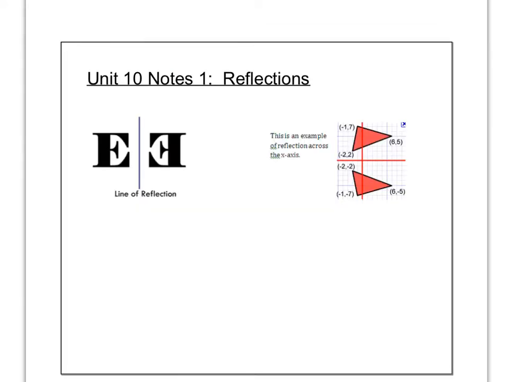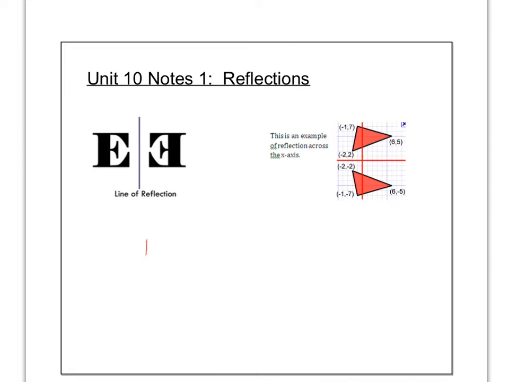Great, let's get started on Unit 10. So this is going to be Unit 10 Notes 1. In this unit, we are going to study various transformations. And the first one is called a reflection. A reflection is when you take an object and you flip it over a line. Oftentimes that line is called a line of symmetry or a line of reflection.